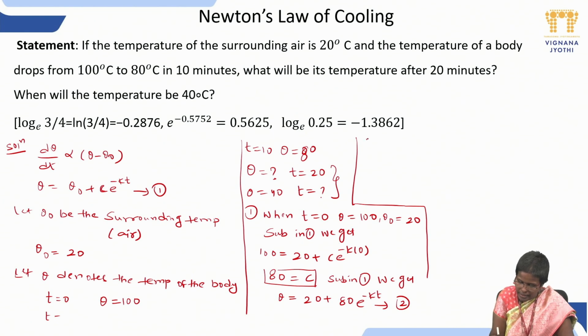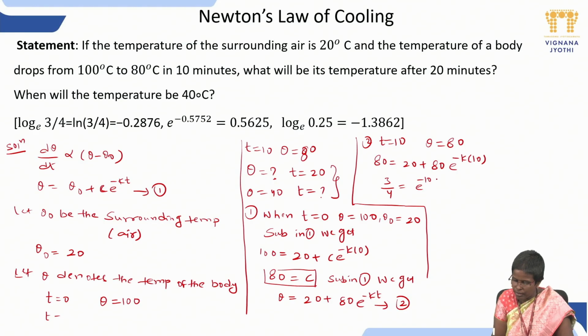Now, what is the second condition they have given? After 10 minutes, it falls to 80. Now, substitute these values in 2. 80 equals 20 plus 80 e power of minus k into 10. So, 80 minus 20, we are going to get 60. This 80 will come this side. 60 by 80, we are going to get 3 by 4. 3 by 4 equals e power of minus 10 into k.